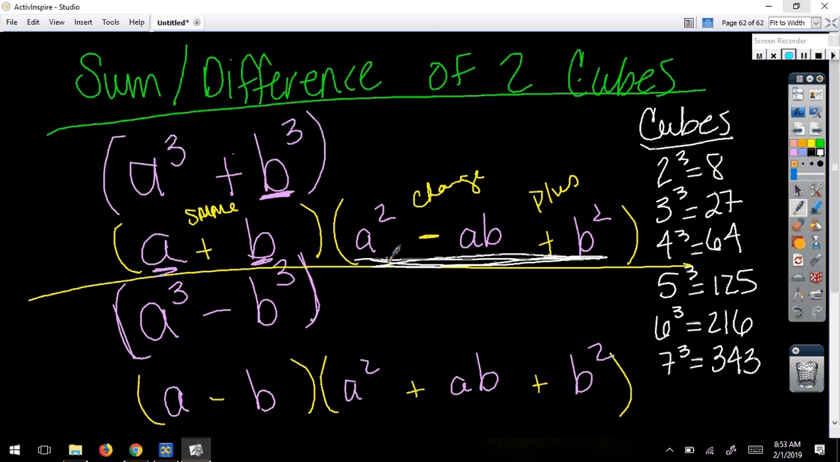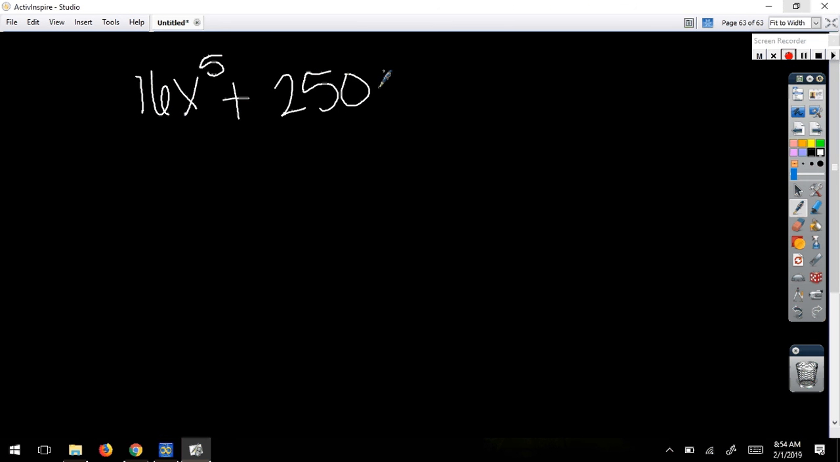Show me something. I was there. Great. Let's say I have 16x to the 5th, minus 250, actually let's do plus, 250x to the 2nd. And I said factor completely.